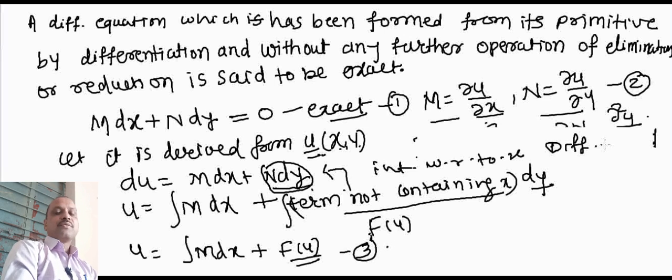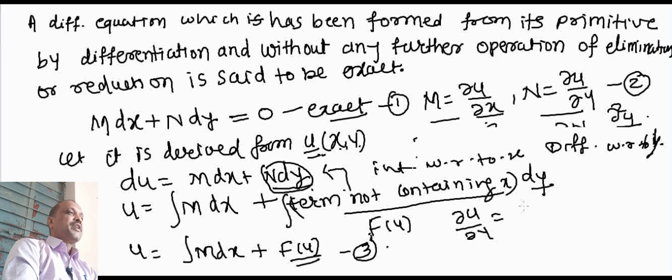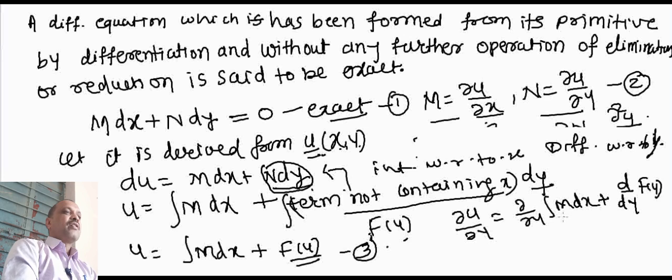Differentiate 3 with respect to y. What do we get? Differentiating equation 3 with respect to y, we get del u by del y equal to del by del y of the integration of m dx plus d by dy of F of y. Here it may be a function of two variables, but F is only a function of the single variable y, and therefore we write the total derivative d by dy.